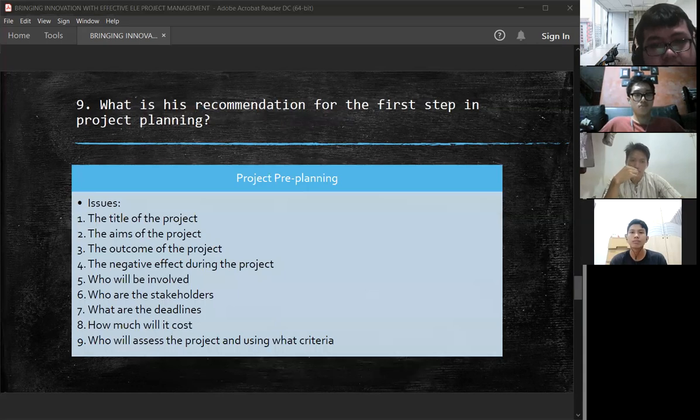The first step that Hayward recommends is pre-planning, and here are some checklists to help with project pre-planning. The first one is the title of the project. Second, what are the aims of the project. The third is what will be the outcome of the project.